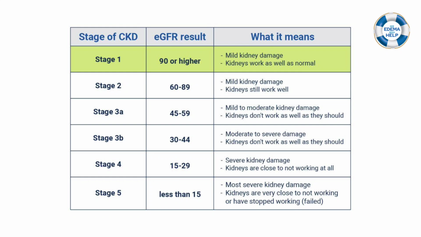CKD stage 4 would be 15 to 29 ml per minute per meter square. And the final and last stage of chronic kidney disease would be an estimated GFR of less than 15 ml per minute per meter square, where the patient presents with frank uremic signs and symptoms, which I'll be discussing henceforth. And it is at this stage that we ask the patient to consider either dialysis or kidney transplant as a definitive treatment modality.